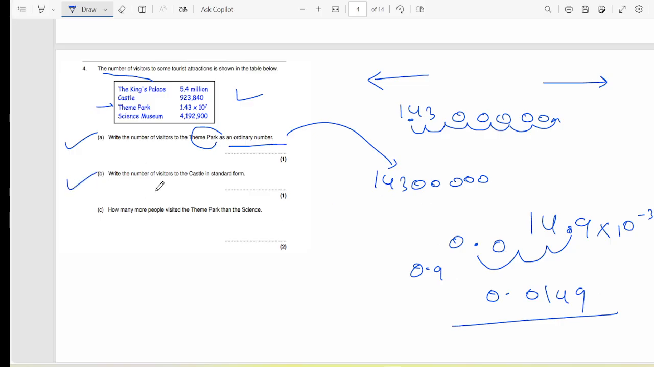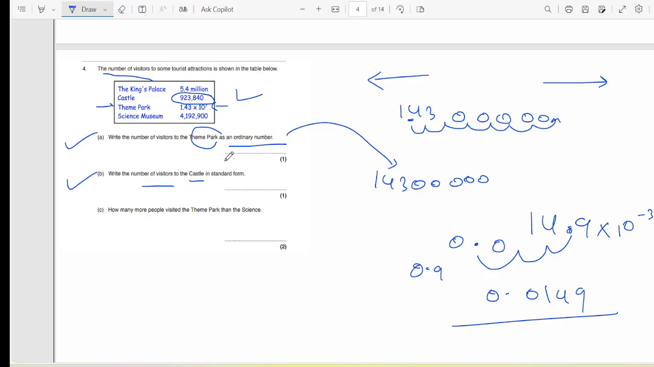Next, the number of visitors we have to write in standard form. So this is the question. Now we have to write in standard form. This is the standard form, right? Like in the previous question, the number of visitors at the theme park was given in standard form, with an exponent. We have to write it that way.